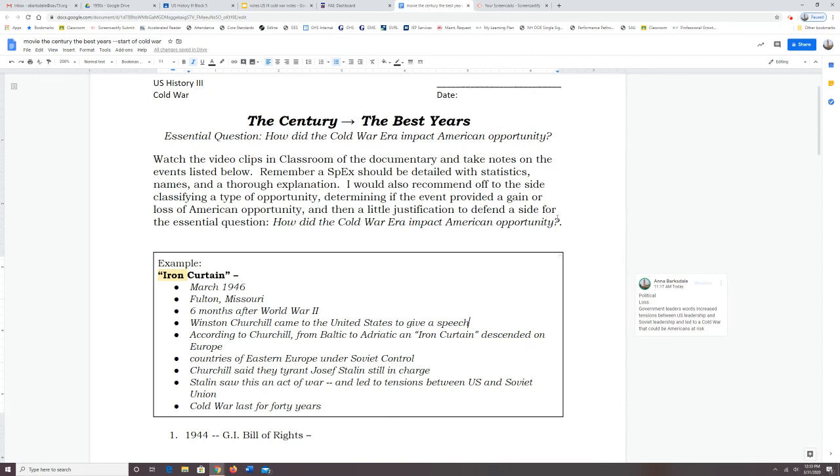Okay, and once again, the analysis is based on this question. This will be your first summative writing question. How did the Cold War era impact American opportunity? So you're taking the two activities, the opportunity activity and this activity, together for a summative task we're going to do next week. And all of this is due by Friday.